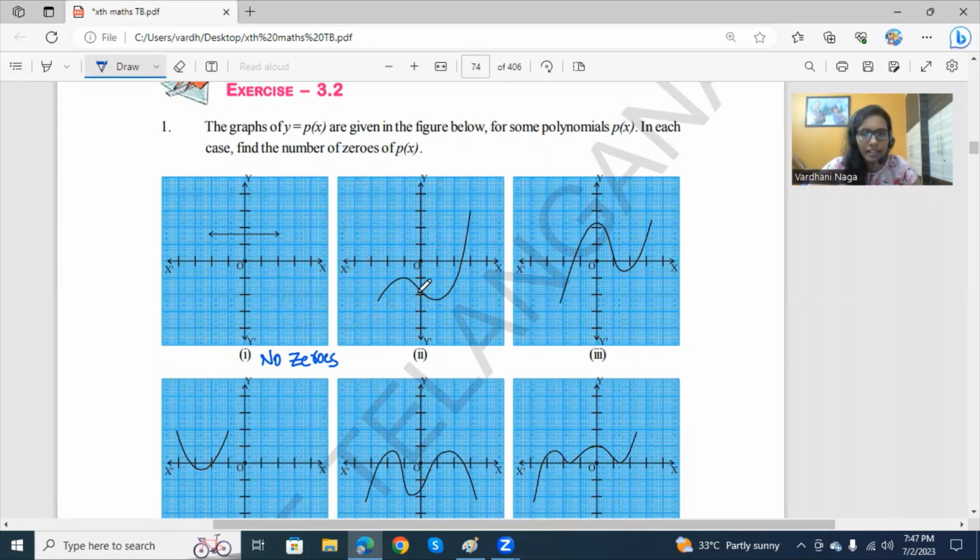If you see the second graph, it is meeting the x-axis at this point, only one point. So it has one zero. And coming to this one, it is meeting the x-axis at 1, 2, 3 points, so this has three zeros. Okay. Next.